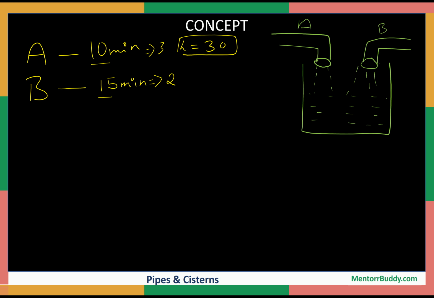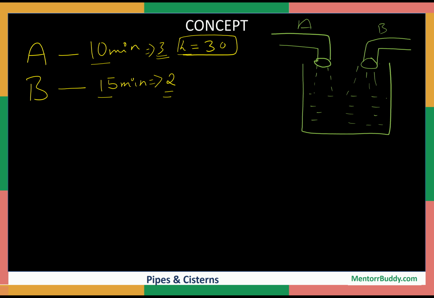What does it mean? First understand the word efficiency. It means how much pipe A can fill the tank in 1 minute, that is 3, and how much tank will be filled by pipe B in 1 minute, that is 2. The total work is 30. Whatever we take as LCM is considered as the total capacity of the tank, or the total work. Filling the tank is also a work.